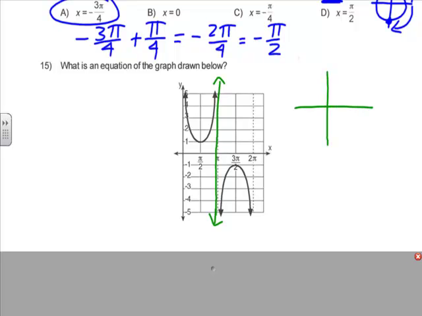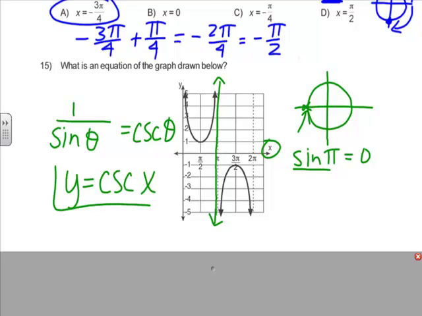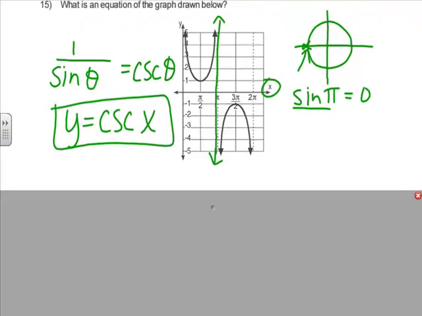And so I'm going to go back to my unit circle because it seems to be a good place for me to think about this. So this thing does not exist at pi, which means that at this point my y value is 0. So the sine of pi is equal to 0. That means that this is the reciprocal of sine. And 1 over sine theta is equal to cosec theta. So in this case, since this is an x-axis, I'm going to write this as y equals cosec x. And once again, you could try either one of those on your calc until you find one that matches.